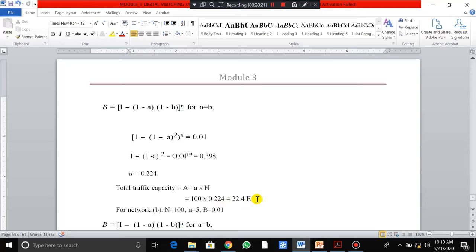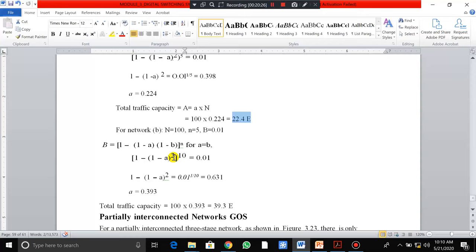Okay. So if you find B is equal to 1 minus of 1 minus a into 1 minus b, whole to the power of N for the network, we have A as 0.39. So the total traffic will be 39.3 erlangs for this particular input, that is capital N is equal to 100, small n is equal to 5, p is equal to 0.01. Similarly here, for this input we have this answer.